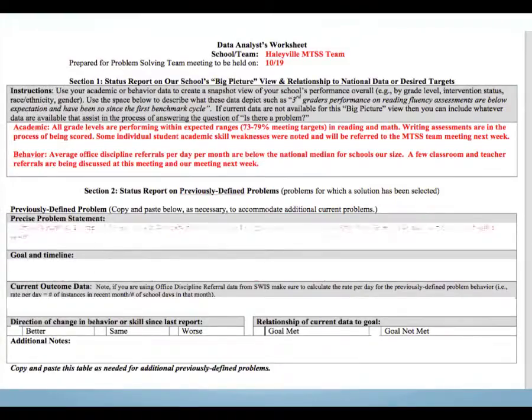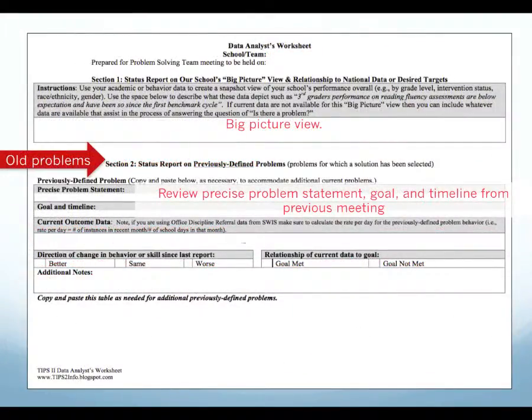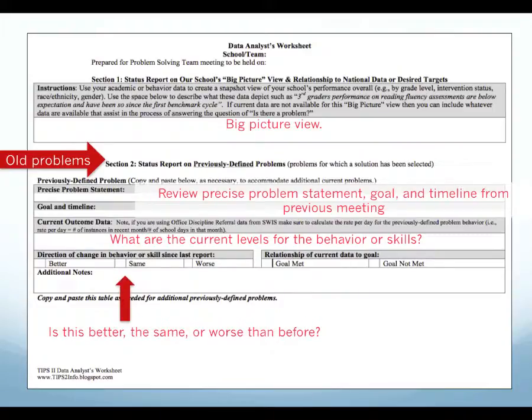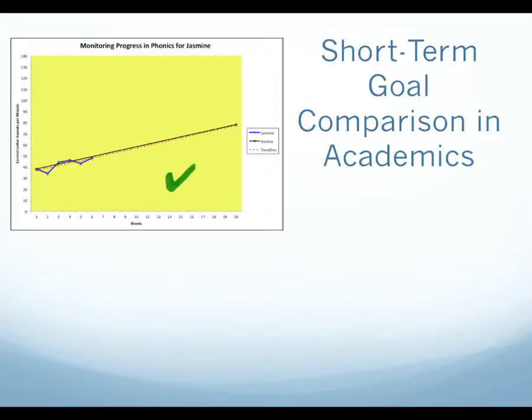So let's take a look now again at Hallie View. We have an individual student whose reading fluency skills are below expectation, and they believe that that is being driven by her weak phonics skills. There was a goal established during that meeting. So now the next step for our data analyst is to gather the current levels so that we can say whether or not things have gotten better, the impact of the solution, and whether or not the goal was met. Let's turn back to Hallie View so we can look at Jasmine's progress over time.